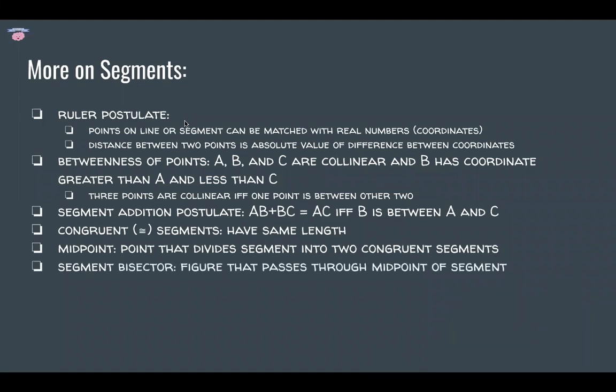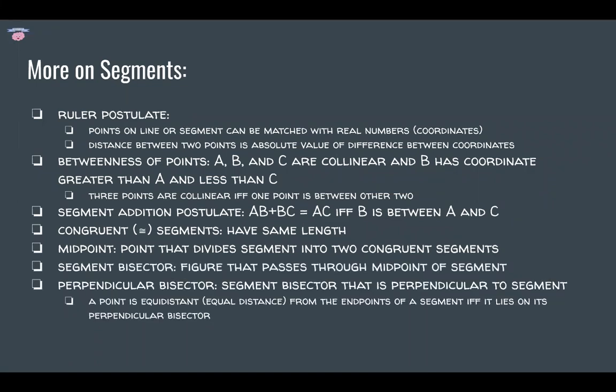A segment bisector is a figure that passes through the midpoint of a segment, and the most common one is the perpendicular bisector, which is perpendicular to the segment. So if this is the perpendicular bisector, then this is the segment, and this is exactly equal. This is the midpoint. And a point is equidistant from the endpoints of the segment if it lies on the perpendicular bisector. So given these points A, B, C, this length is equal to this length. It's congruent. These two segments are congruent.